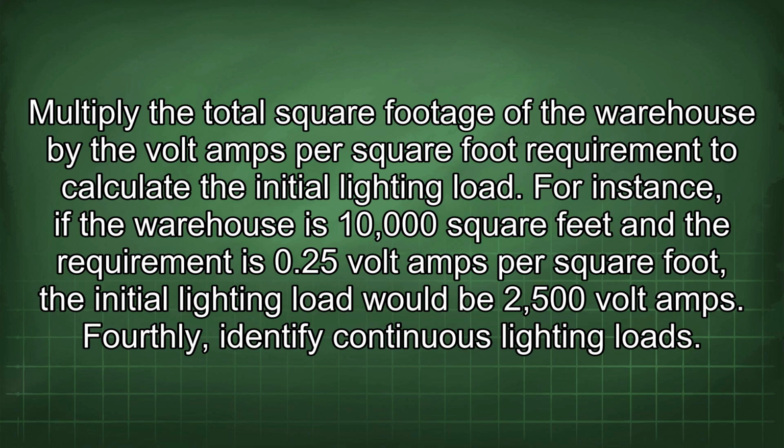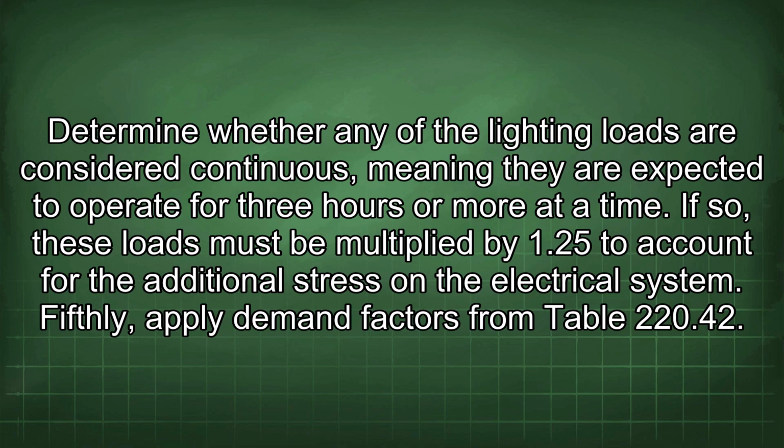Fourthly, identify continuous lighting loads. Determine whether any of the lighting loads are considered continuous, meaning they are expected to operate for 3 hours or more at a time. If so, these loads must be multiplied by 1.25 to account for the additional stress on the electrical system.